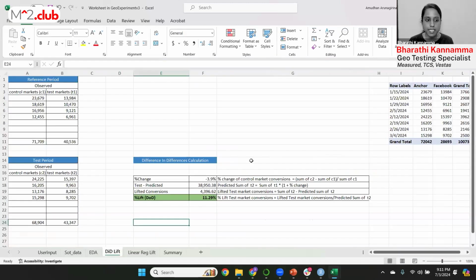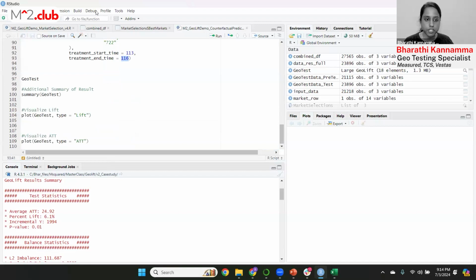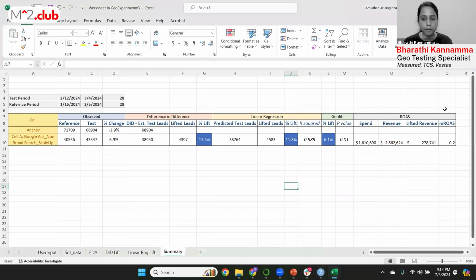One methodology is difference in difference. Use the difference between these 2. So the difference between the estimated or predicted test conversions and the actual test conversions is going to be the lifted conversions, and that will give us the percentage lift. Once we give all this information and run this code, you will be getting a result like this. Now we have a significant result, and I'm going to summarize everything together in this sheet.